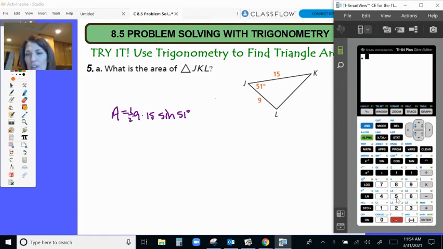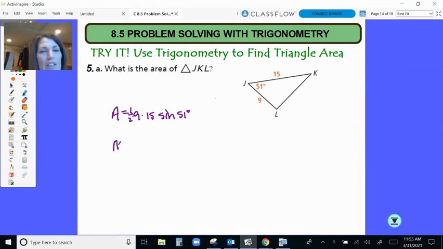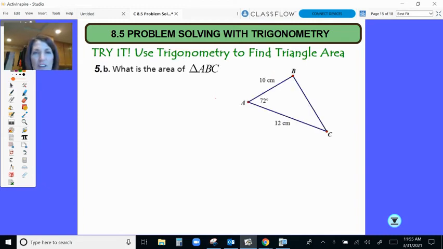Again, we'll come back here. We take 0.5 times 9 times 15 times the sine of 51, and that gives us about 52.5. So my area is approximately equal to 52.5. And that is how you find the area of a triangle.